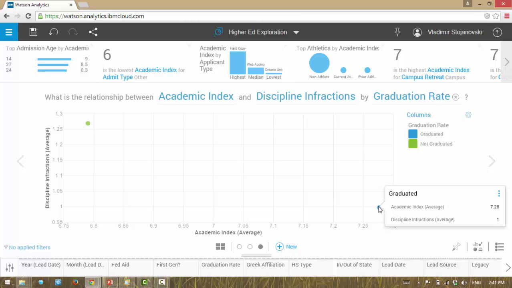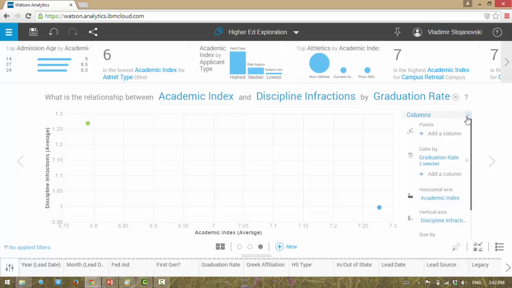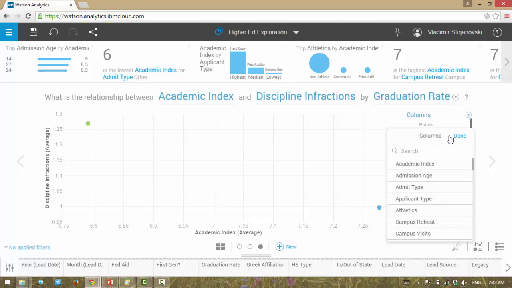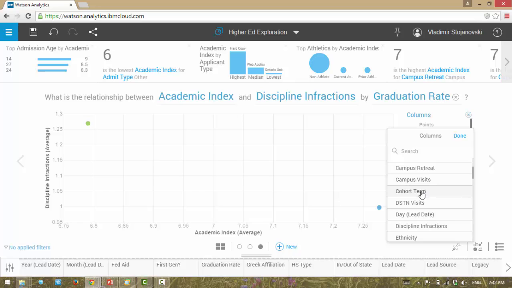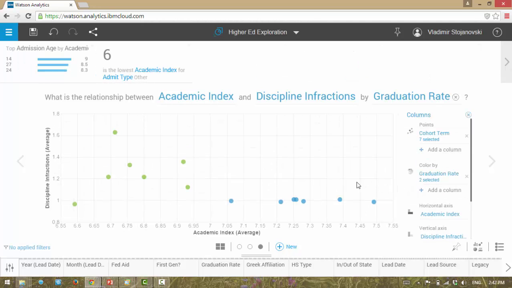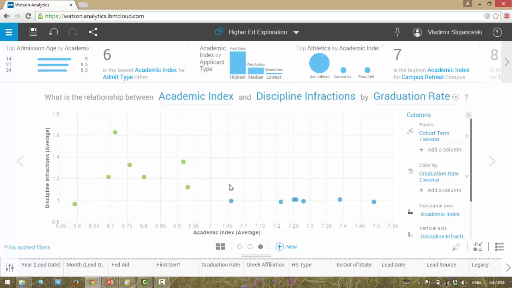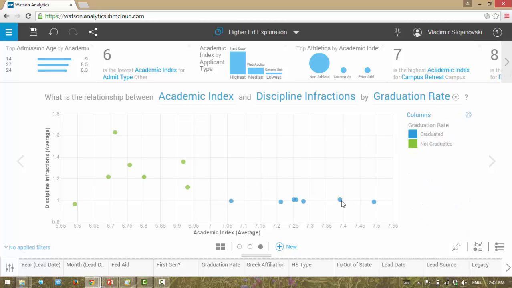Now we said we wanted to expand the question by adding a couple of different variables, such as cohorts. Let's go ahead and add cohorts into the chart. And what we find is that consistently those students that graduate, on average, regardless of the cohort, have one or less discipline infractions. Whereas those that do not graduate typically have more than one discipline infraction, with the exception of this particular cohort.